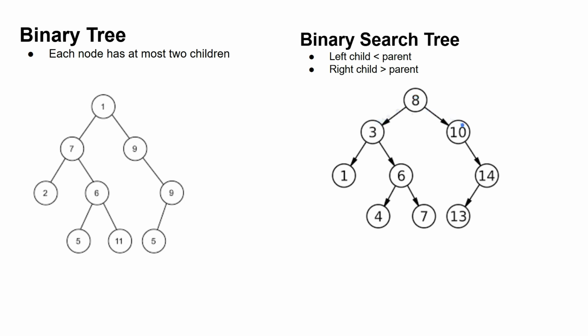So if I were to search for the value 13, I would start at the root at 8 and compare 13 to 8. Since it's greater, I would go right. Then 13 is greater than 10, so we again go right one more time. Then finally, 13 is less than 14, so we go left. And this allows us to reach the bottom of the tree where our value is equal to 13.